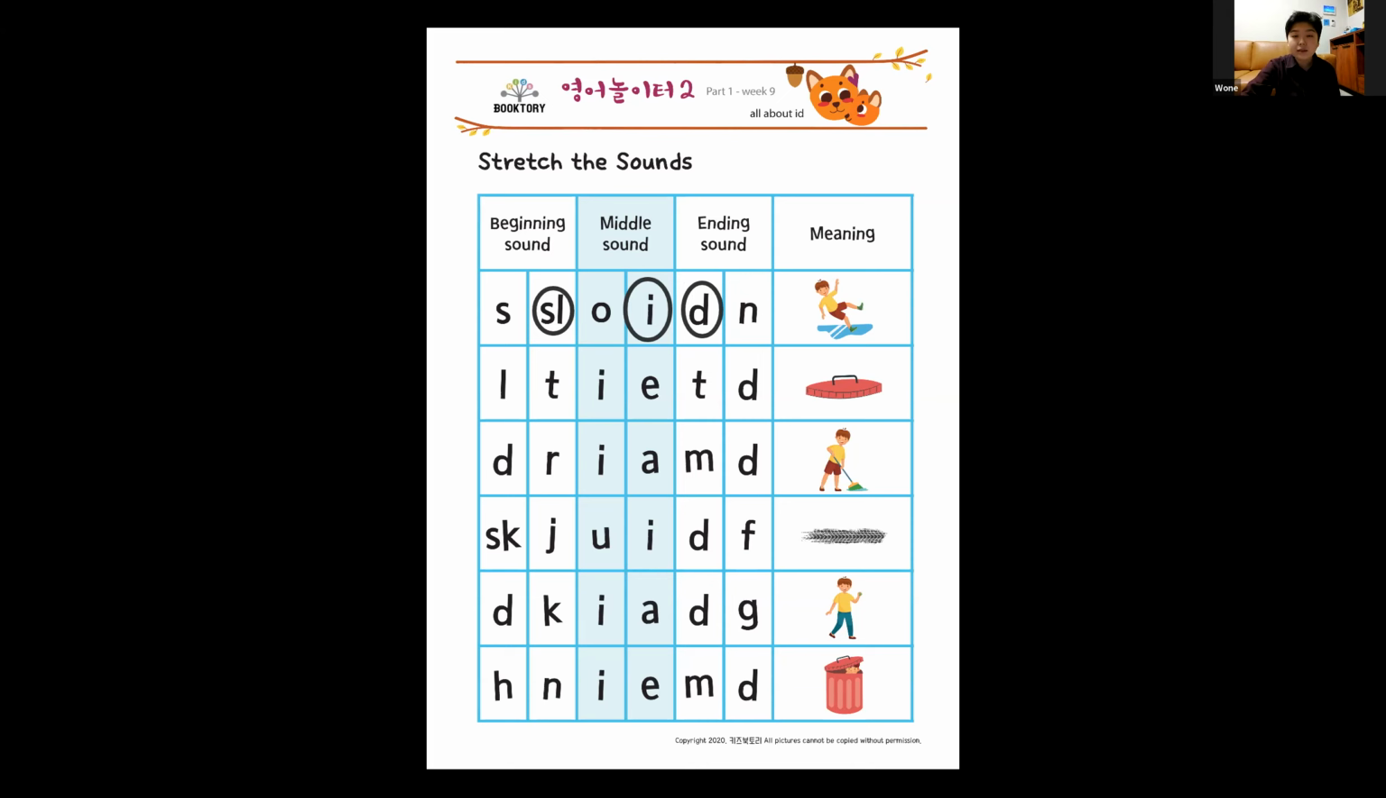Lid. L. I. D. The next one is going to be rid. Rid. R. I. D. Oops. There we go.